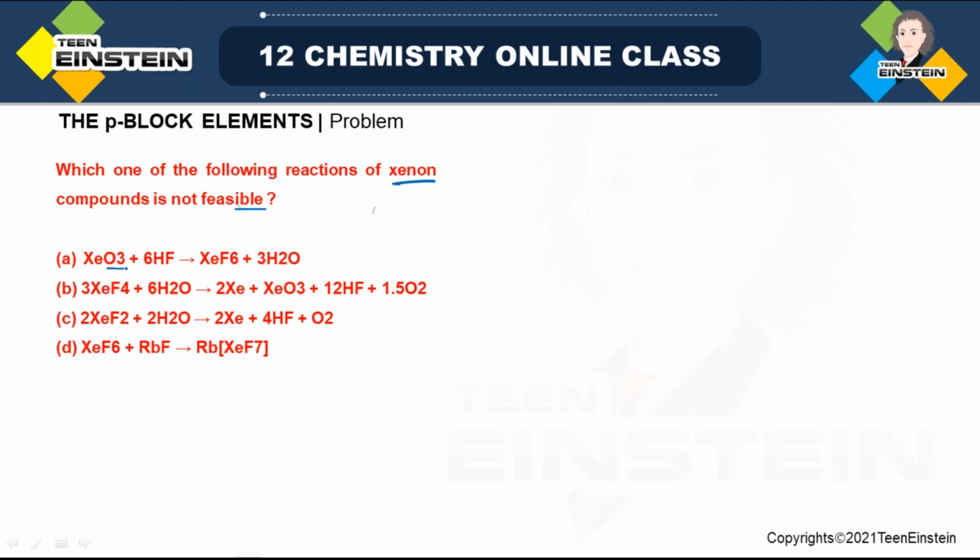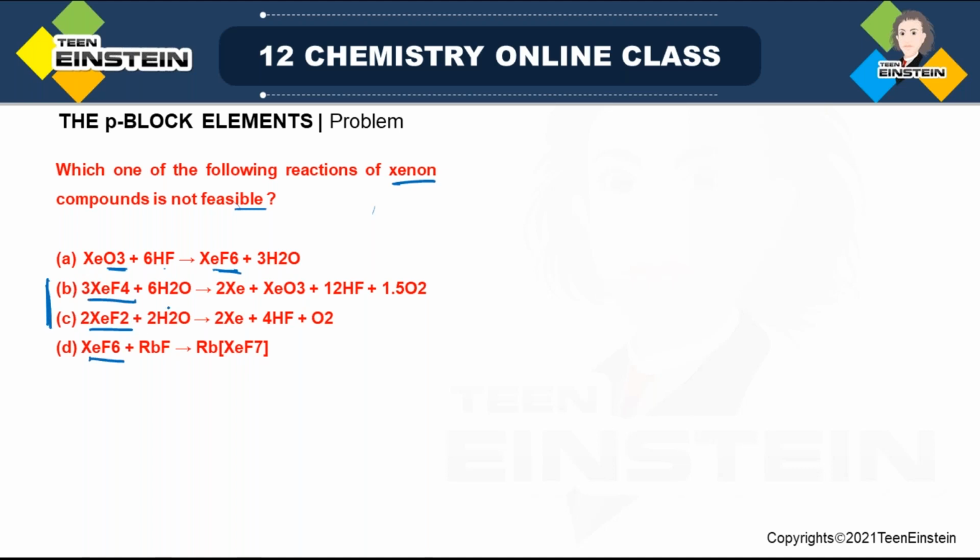The first option is XeO3, that is xenon trioxide. It is reacting with hydrogen fluoride and it is converted from oxide to fluoride, and water is removed. Next, the next 3 options are all basically xenon fluorides, right? Different types of xenon fluoride: XeF4, XeF2, XeF6.